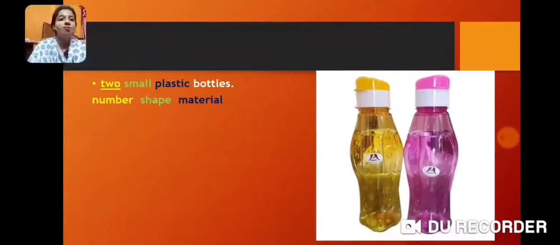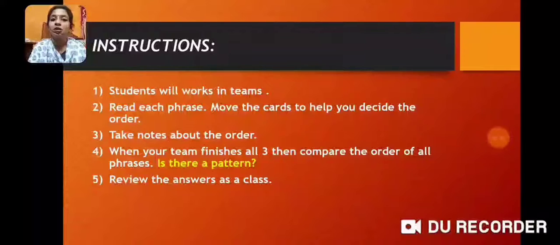Students, before you start this activity, listen to the instructions very carefully. You will work in teams. So students, just make pairs then start working. Second is read each phrase, then move the cards to help you decide the order. Then take notes about the order. When your team finishes all 3, then compare the order of all phrases. Is there any pattern? Then review the answers as a class. After you have finished, then we are going to review your answers.